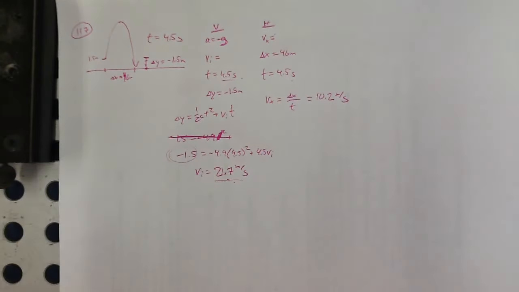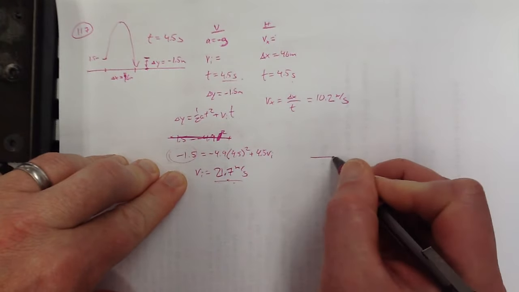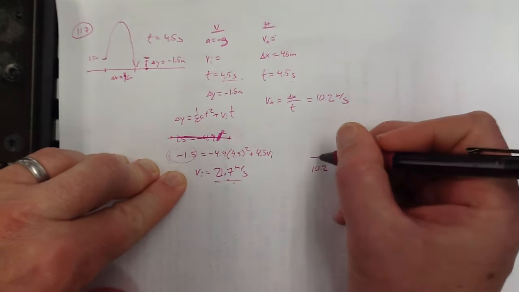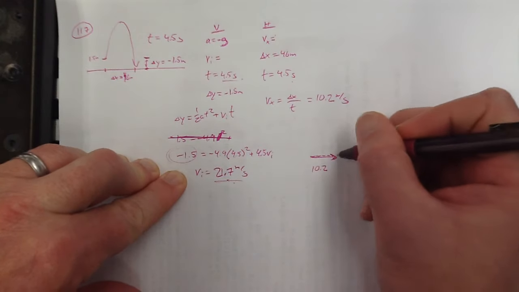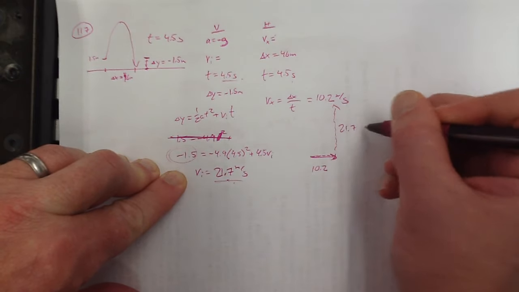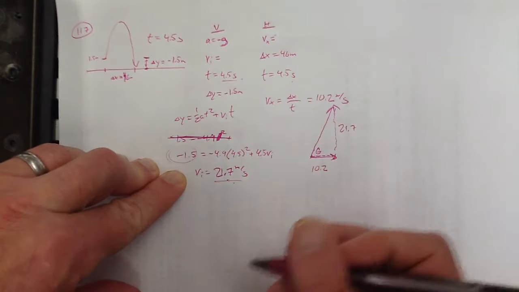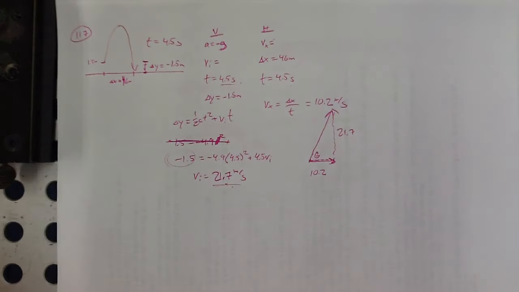And we want to know the magnitude and angle of the ball's initial velocity. Well, I've got the two parts now, so I just need to put that vector together. I've got the 10.2 component here. That should really be a dotted line. And I've got the 21.7 here. And I'm interested in the angle and the magnitude of this. So let's do it. Pythagorize those. 10.2 squared plus 21.7 squared.